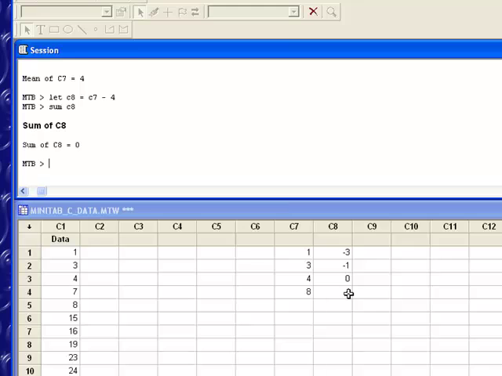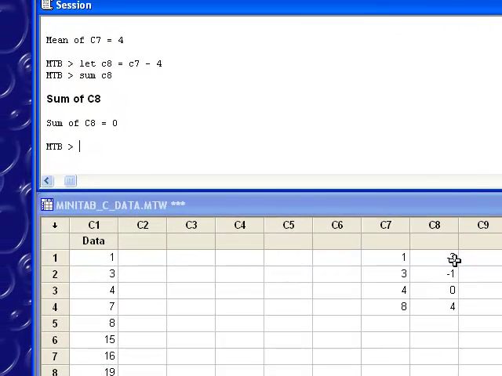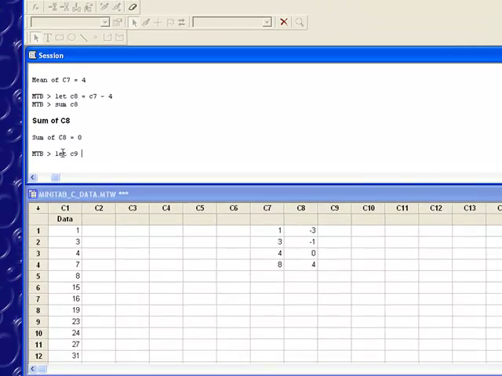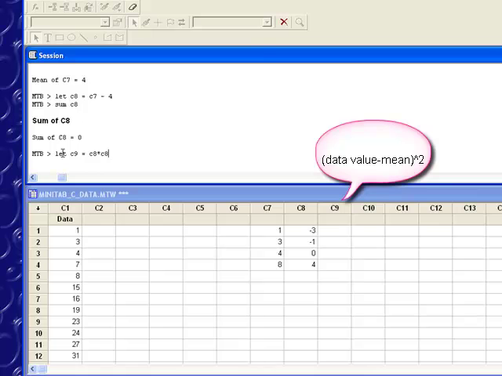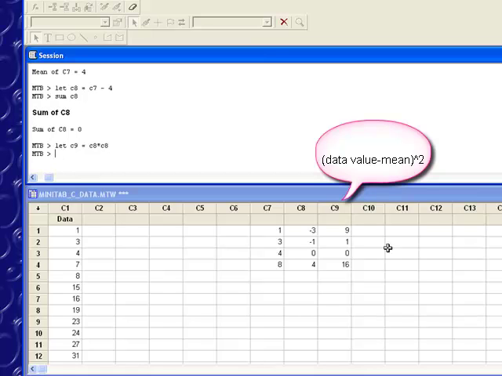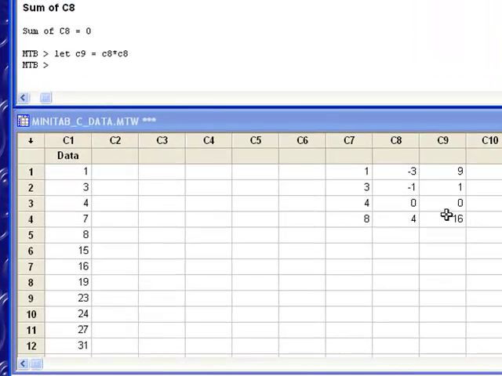So we have to find some way to get rid of that negative. And so what we could do is absolute value. That's one way to do it. What we do for our problem is we square those differences. So we take C8 and we square it. So we say let C9 equal C8 times C8. And now we could take the sum of those differences and get the average of those, and that's what's called variance.